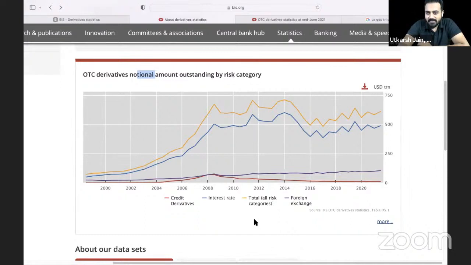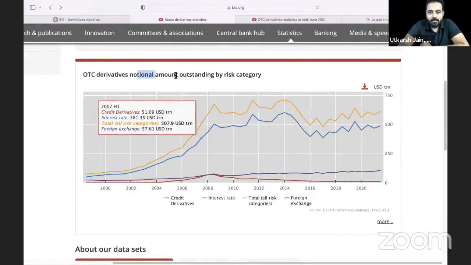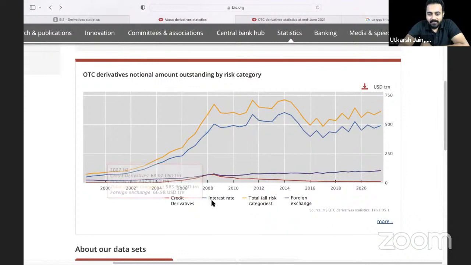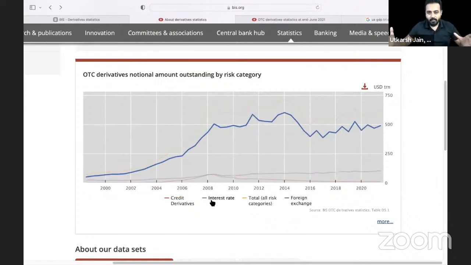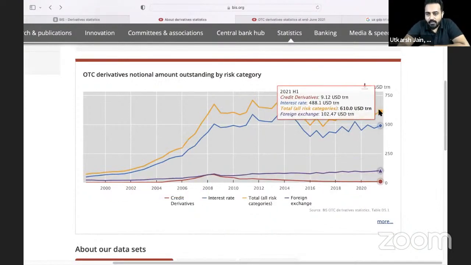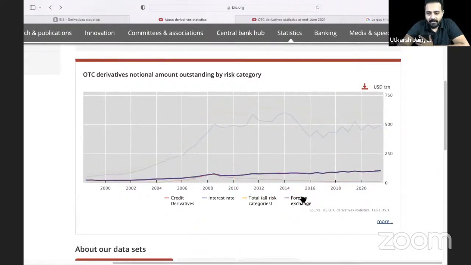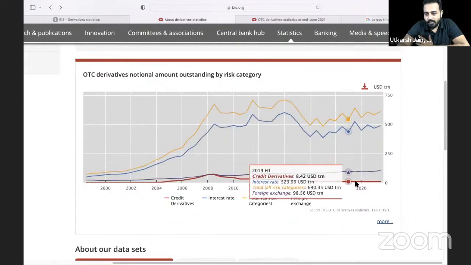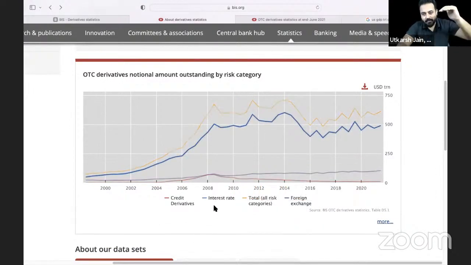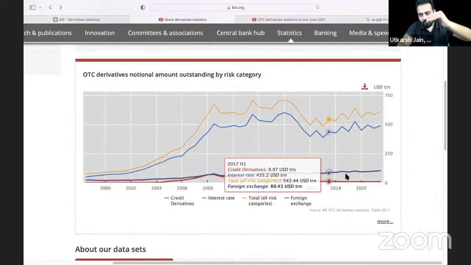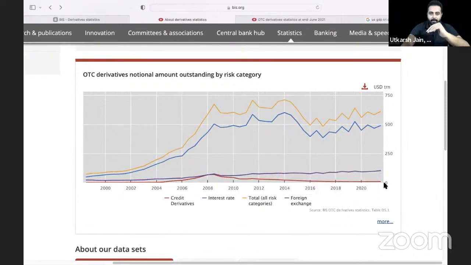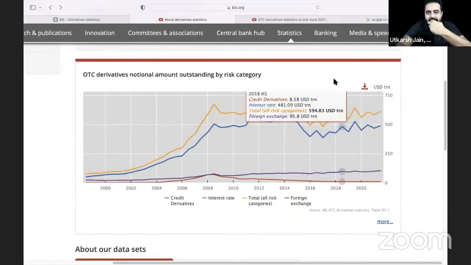Now, we have decomposition as well. By this time, I'm sure you have some idea that interest rate derivatives are the largest component of the OTC market. So out of that total 600, almost 500 is interest rate derivatives. And then we have a little bit of foreign exchange derivatives. And then we have a smaller use of credit derivatives. In fact, the use of credit derivatives has been declining from 2008 to 2021, right? So this is just to help us build perspective on what's happening in the global market.